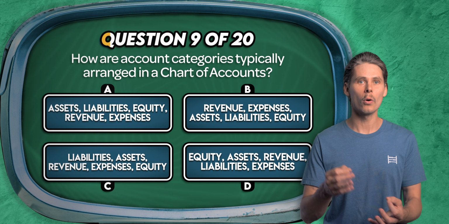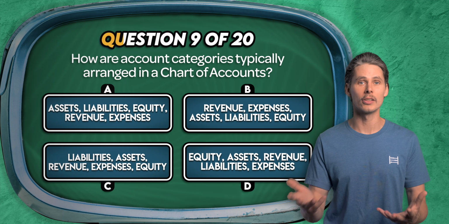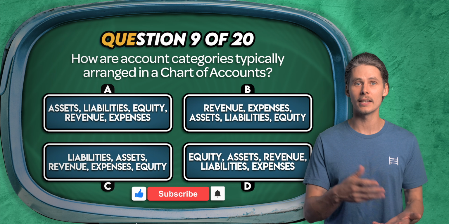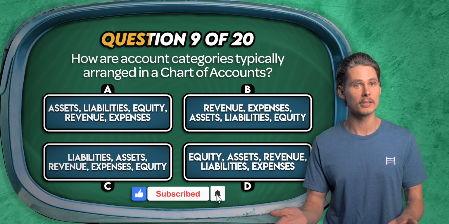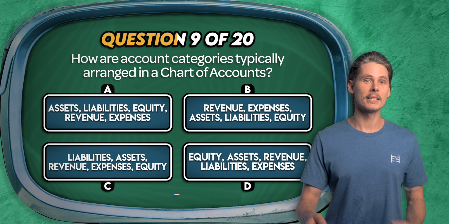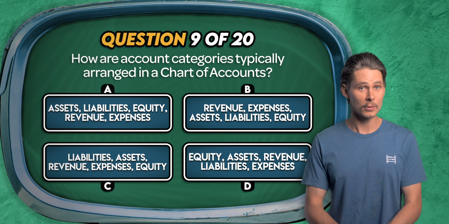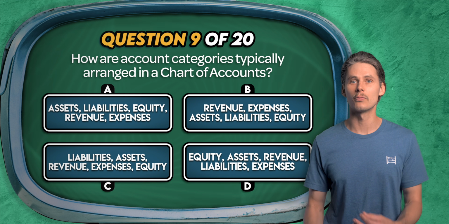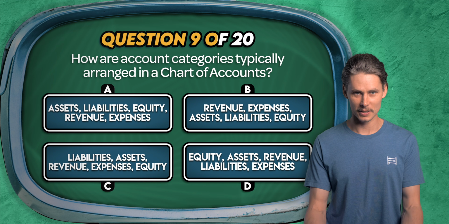Question 9. How are account categories typically arranged in the chart of accounts? Does it go assets, liabilities, equity, revenue, expenses? Revenue, expenses, assets, liabilities, equity? Liabilities, assets, revenue, expenses, equity? Or is it equity, assets, revenue, liabilities, expenses?